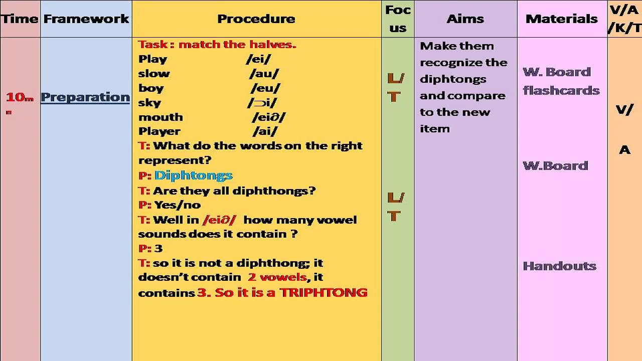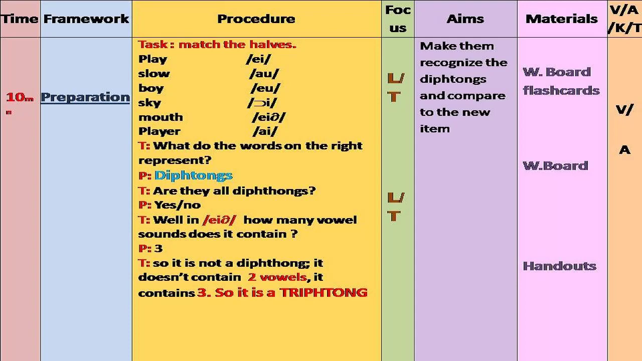So this is a matching activity. On the left you have words, on the right you have diphthongs and 1 triphthong. After they match, I must interact with my pupils. This is compulsory. This is an obligation. It's not a necessity. Why? Because when I interact with my pupils, they will get to the rule by themselves. And this is one of the principles of the competency-based approach, CBA.